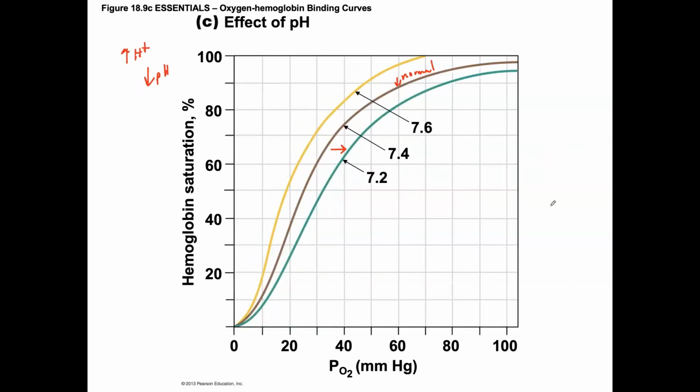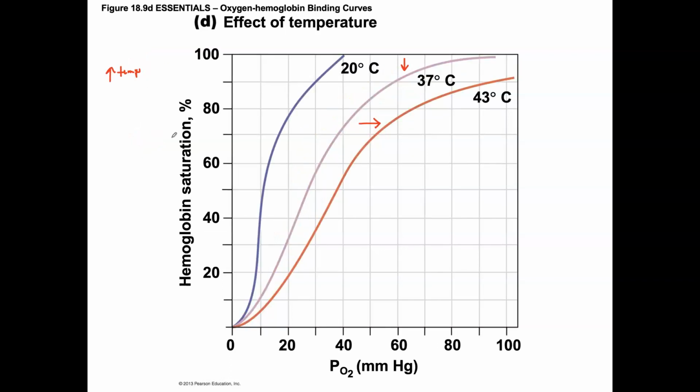If we go back and look at the curves again, we can also look at shifts to the left. Here's again the normal curve, and we can look at the curve shifting to the left. Why would there be a shift to the left in the oxygen hemoglobin dissociation curve? Well, we're looking here at a decrease in hydrogen ions, which would increase pH, making the body more alkaline, and that's going to shift the curve to the left. When we look at temperature, a decrease in temperature shifts it to the left.